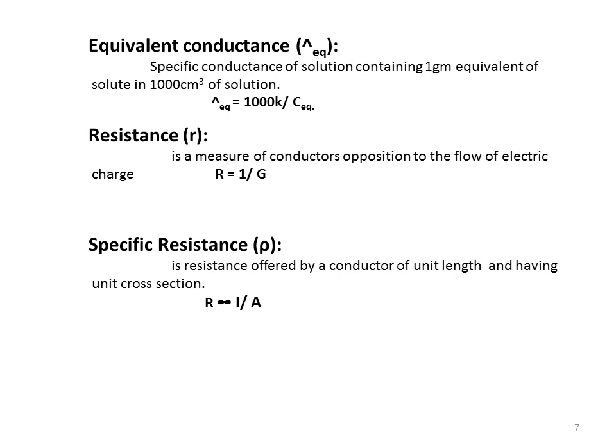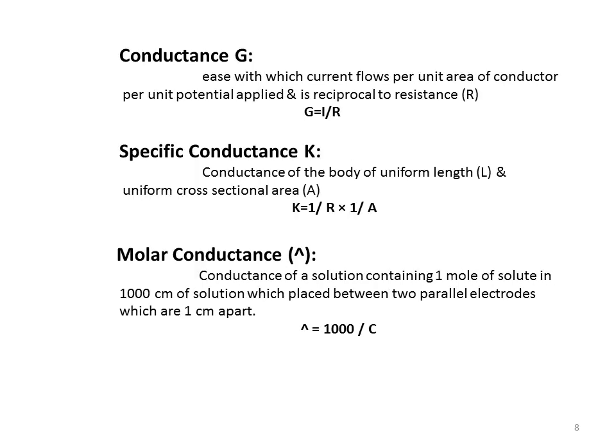Then it is specific resistance. Rho is the resistance offered by a conductor of unit length and having unit cross section. R is directly proportional to l over A. The contents here are: number 1, introduction; number 2, principle; number 3, important definitions and relations; number 4, instrumentation.